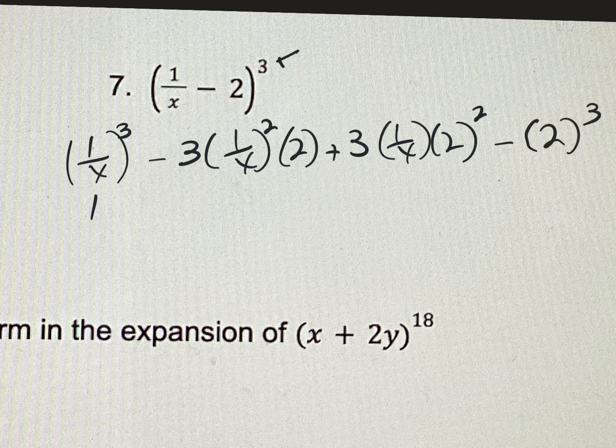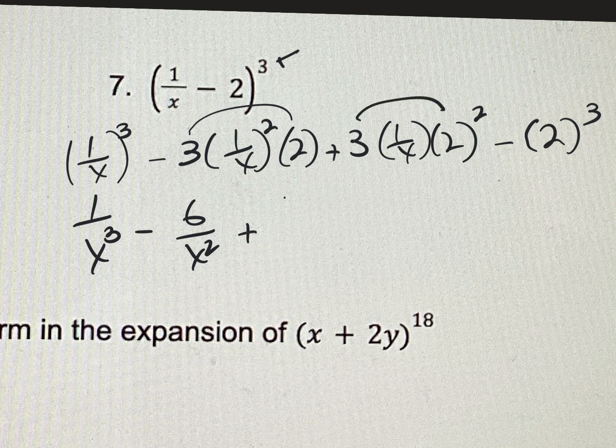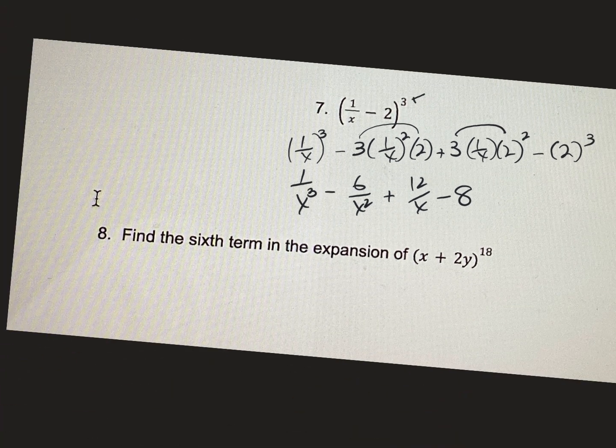So I'm just going to multiply this stuff out. That's 1 over x cubed. It's going to be 3 times 2, which is 6 over x squared. This is 3 times 2 to the second, which is 12 over x. And then 2 to the third power is 8. And there's 7.